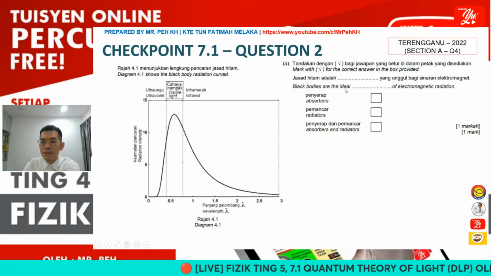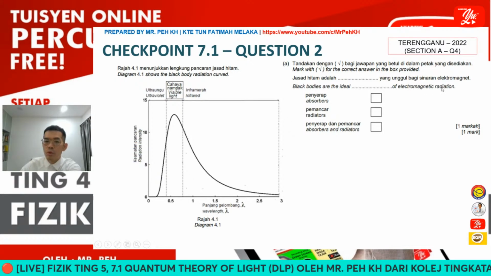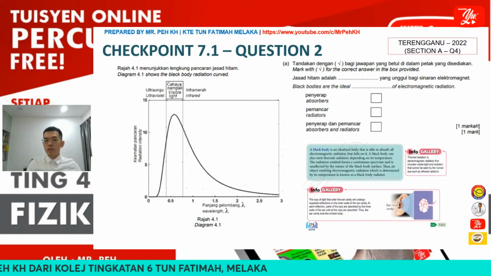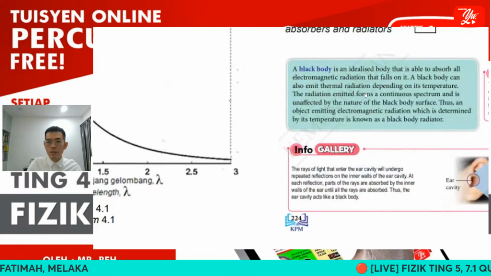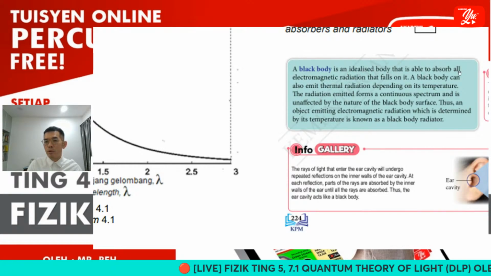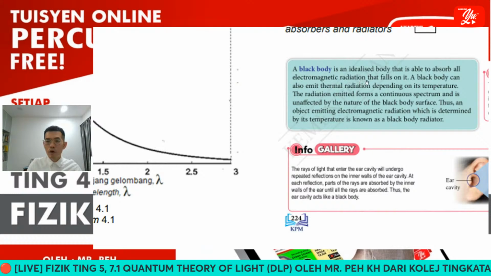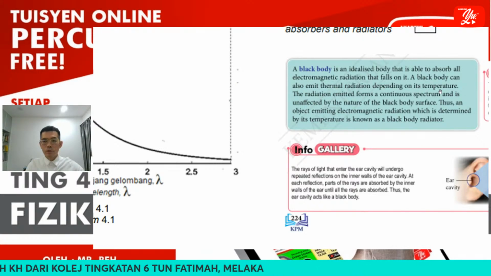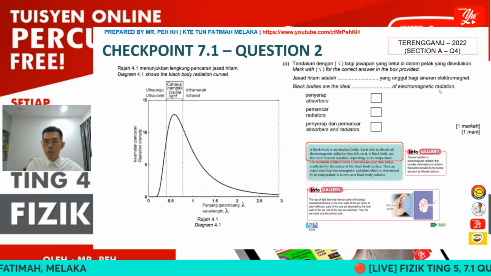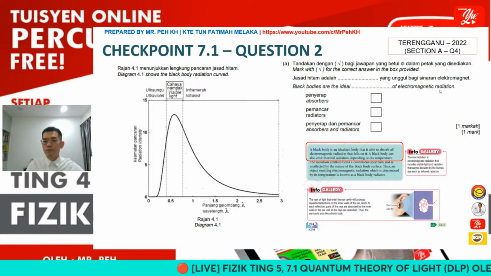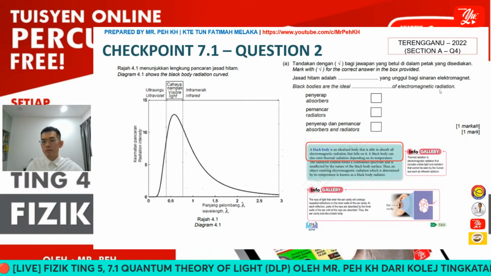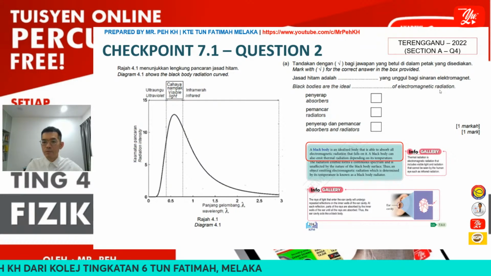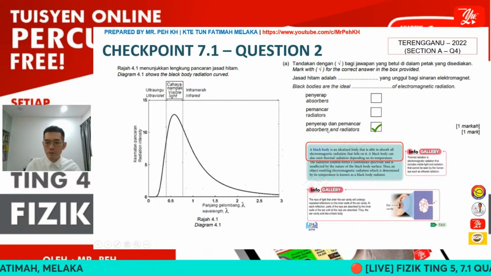So the black body is an idealized source of electromagnetic radiation. So it is an absorber, a radiator, or an absorber and radiator. Actually the definition we have already explained just now. A black body is an idealized body that is able to absorb all electromagnetic radiation falling on it, and it also emits thermal radiation, which depends on the temperature. So the key point here is this: the black body absorbs all electromagnetic radiation, so it is an absorber. At the same time, it also emits thermal radiation depending on its temperature, so it is a radiator. So the answer should be absorber and radiator.